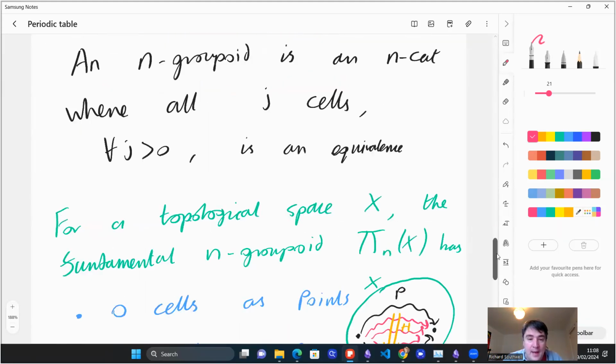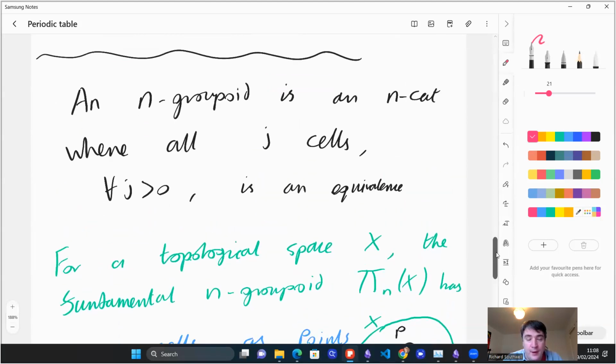Anyway, an n-groupoid, so this is what I wanted to get at. An n-groupoid is an n-category where all the cells are equivalences. So it's kind of like you can always go backwards and forwards, and you have this high dimensional structure, but it's full of equivalences. And now we get to a really lovely connection, which is this connection with topology.